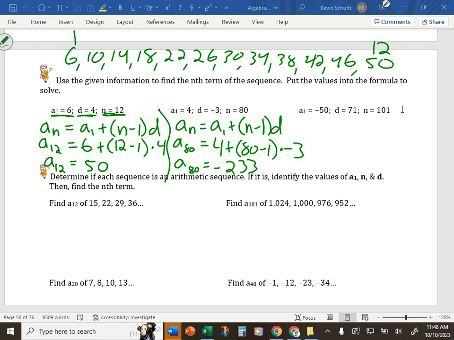Try the last one on your own. a_1 of -50, d of 71, and n of 101. There's the formula. Plug in the values. Solve it.